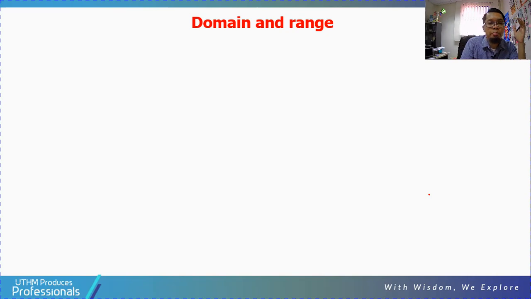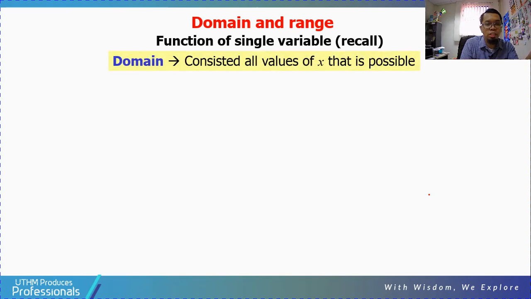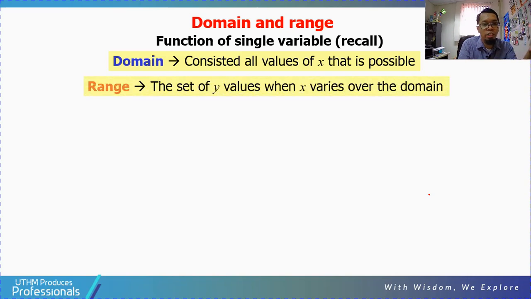In this topic we will start with how we can determine the domain and range for single variable or multivariable functions. Let's recall the function of a single variable. This is the definition. Domain can be defined as the set of all values of x that are possible. Meanwhile, the range is the set of y values when x varies over the domain.